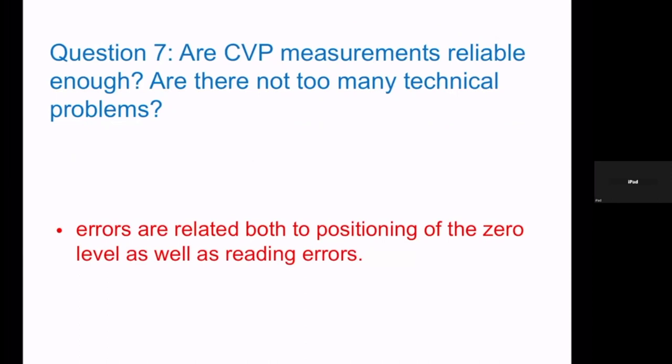Then coming to question number seven, are CVP measurements reliable enough? Are there not too many technical problems? Yes, errors are there, which are related to both positioning of the zero level as well as reading errors, and which need greater expertise.